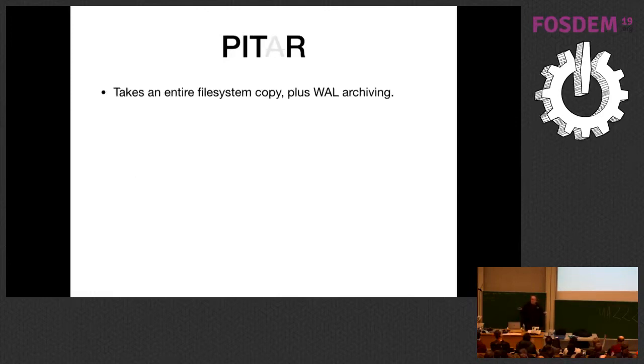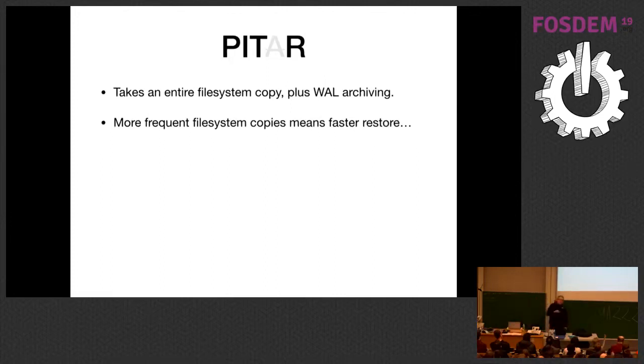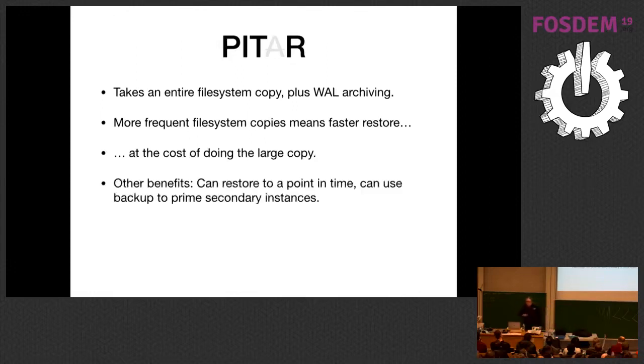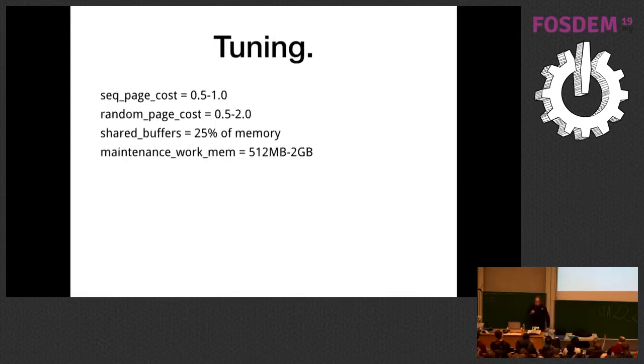Again, PITR backups take an entire copy of the file system plus archiving the WAL segments that are generated. The more often you do the file system copies, the faster your restore is, because it has to process fewer of these write-ahead log segments on restore, but it means you have to do this large copy. If it's 100 gigabytes or 500 gigabytes, that's probably acceptable, but this does take a while. The other benefits are, as I said, you can restore to a particular point in time, and you can also use this to prime secondary instances for streaming replication. So you get an advantage out of that.